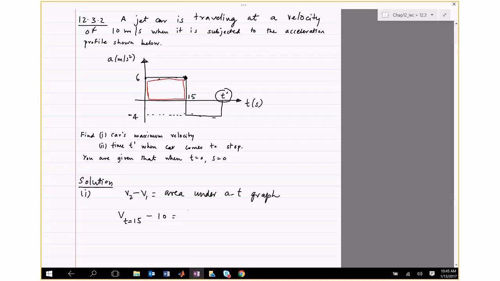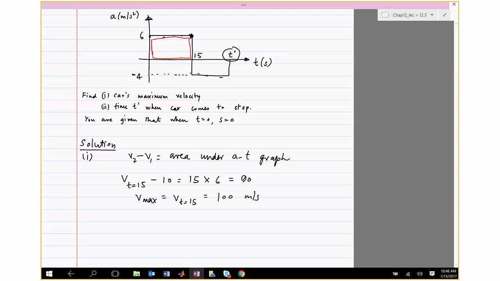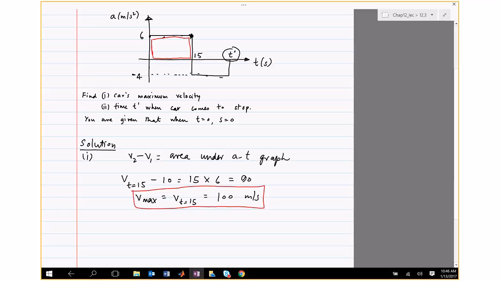So that's going to be 15 for the x-axis and 6 for the y. And so that's going to be 90. And so V max is V at t equals 15 is 90 meters per second. Oh, plus 10. Good catch. 100 meters per second. Okay, so that's part 1.